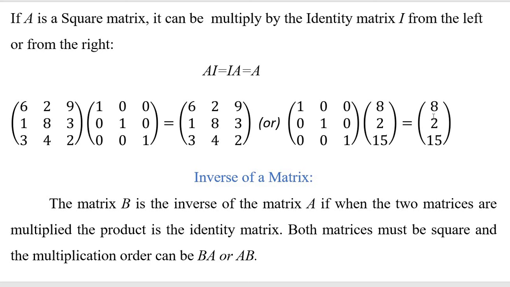Now the inverse of a matrix. The matrix B is the inverse of A if, when the two matrices are multiplied, the product is an identity matrix. So we take a matrix B that is an inverse of the A matrix, meaning when we multiply A and B, the result will produce the identity matrix. Both matrices must be square matrices and the multiplication order can be BA or AB. If it is a square matrix, there is no problem with rearranging the matrices, either AB or BA.